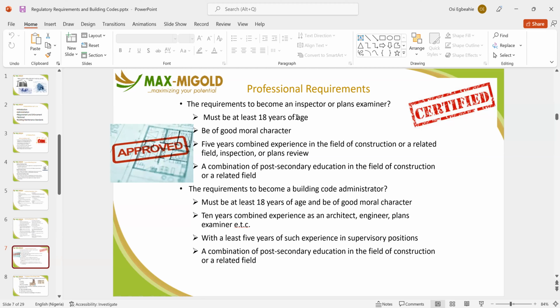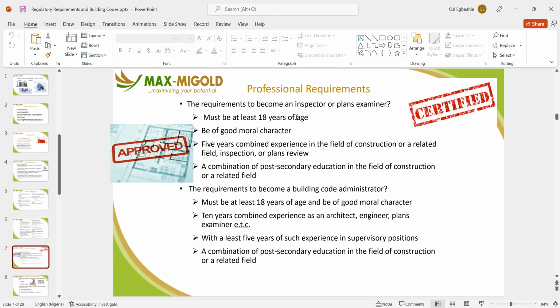One of the requirements is that the person must be at least 18 years of age, must be of good moral character, with 5 years minimum combined experience in the field of construction or related field inspection or plans review. A combination of post-secondary education in the field of construction or related field is also a requirement. That is required to become an inspector or plans examiner.